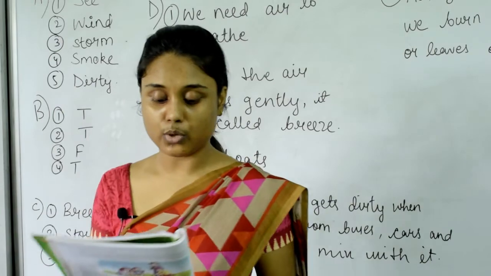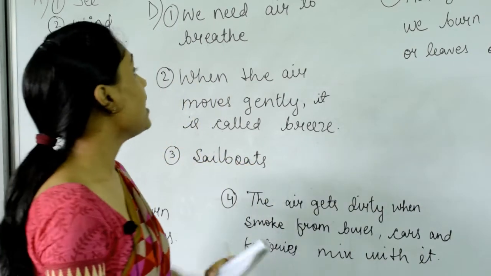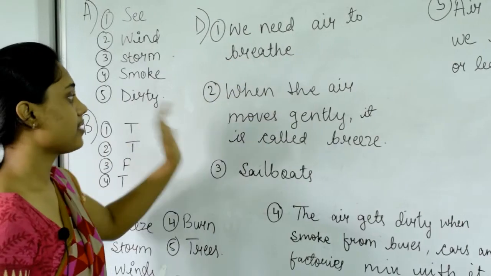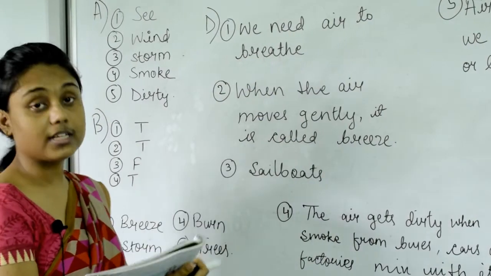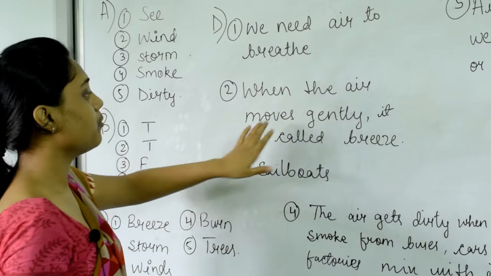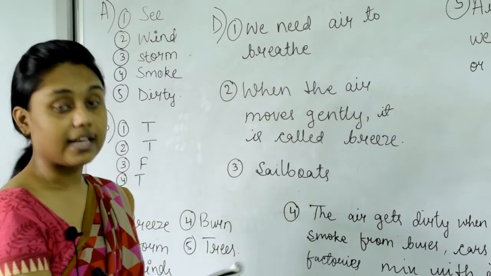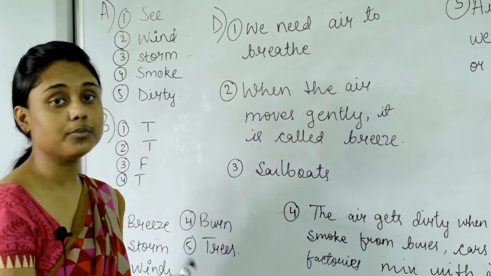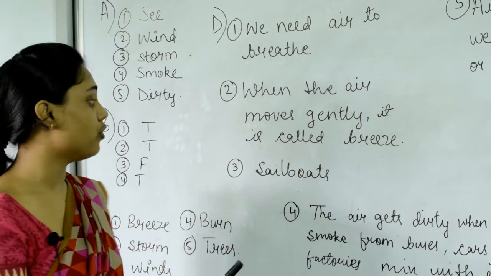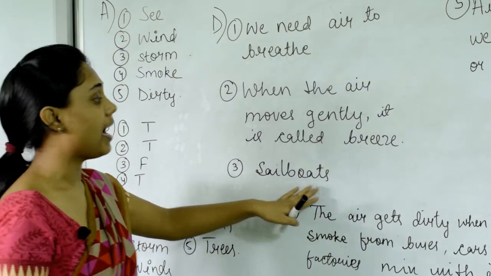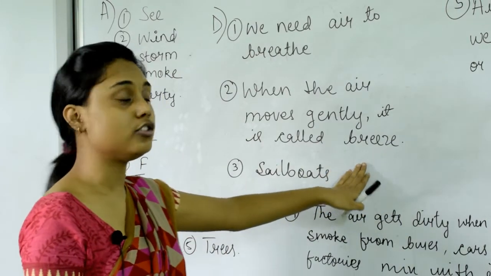Now we will do the question answers. First one: why do we need air? We need air to breathe. Second question: what is a breeze? When the air moves gently, it is called a breeze. Third question: name a thing that needs air to move. Sailboats need air to move, and windmills also need air to move.